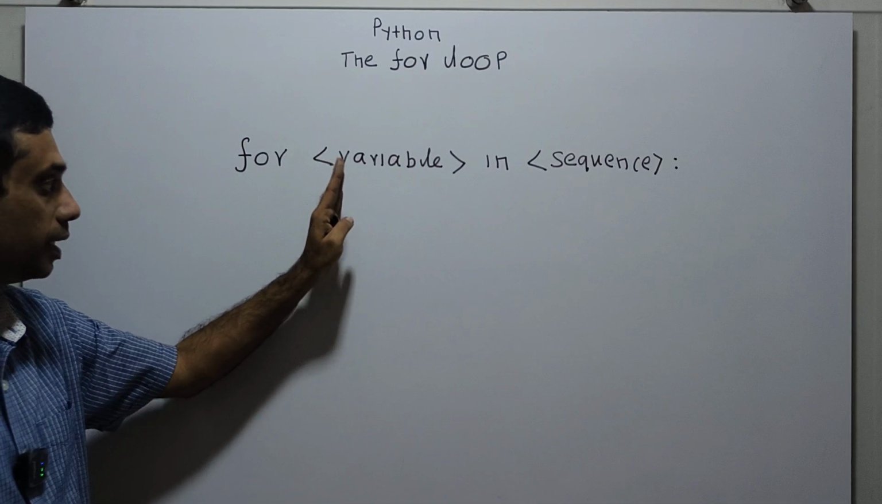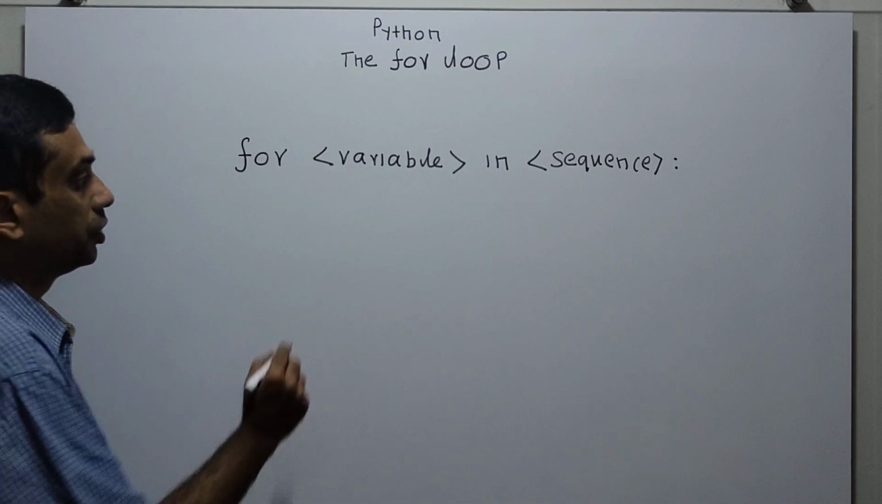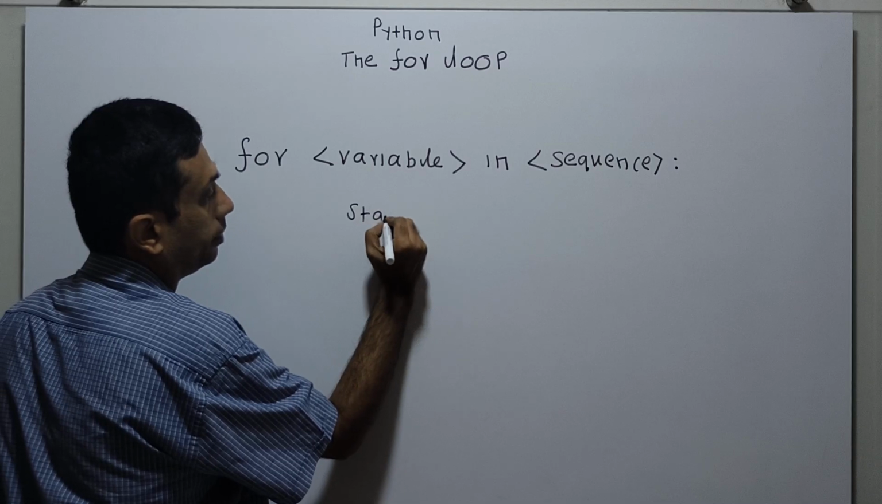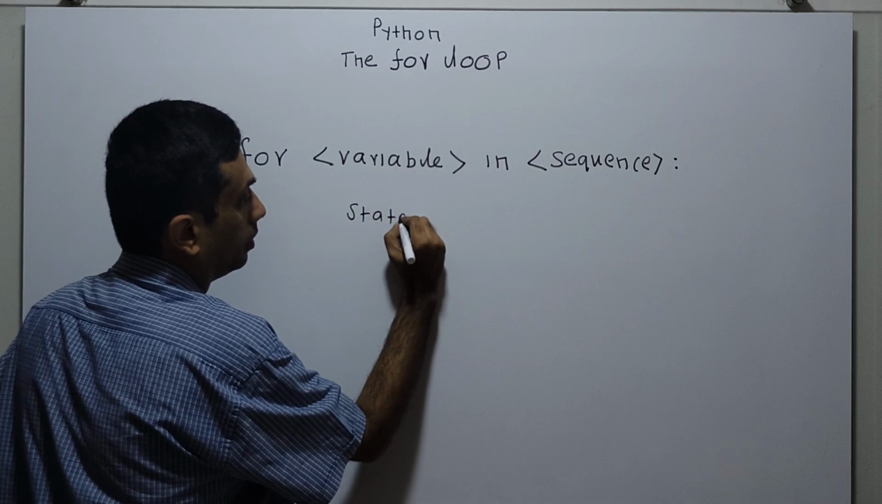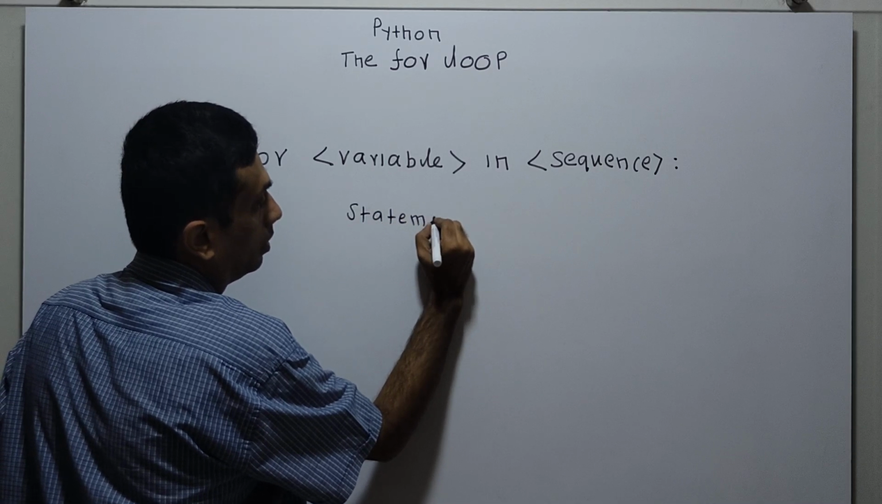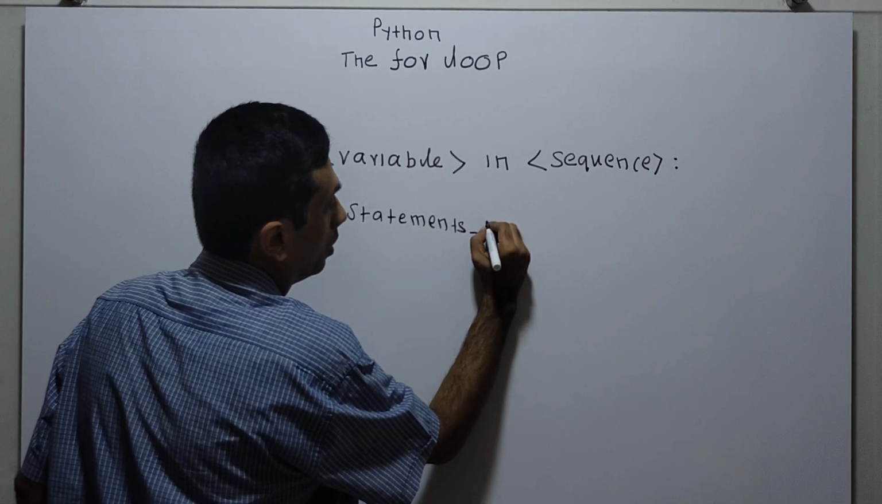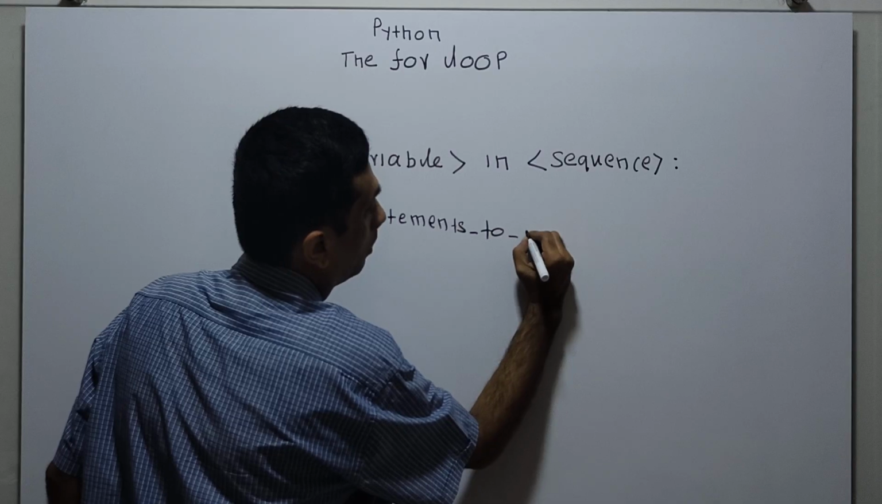To represent the statements within the scope of the for loop, you have to give an indentation. So give an indentation, write this statement. Statements to repeat.